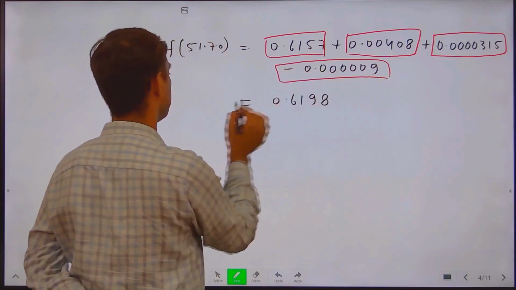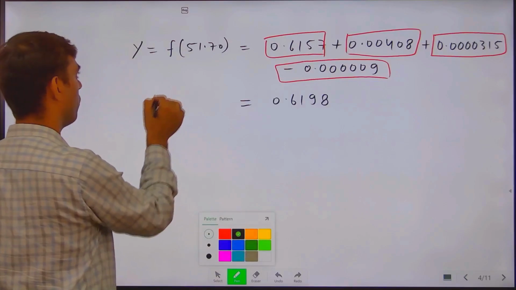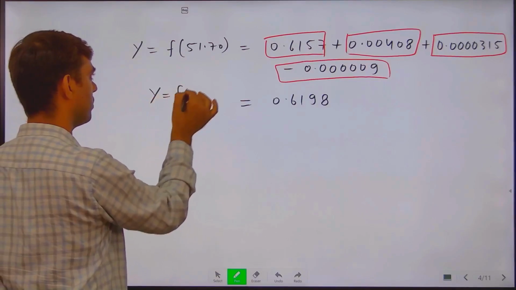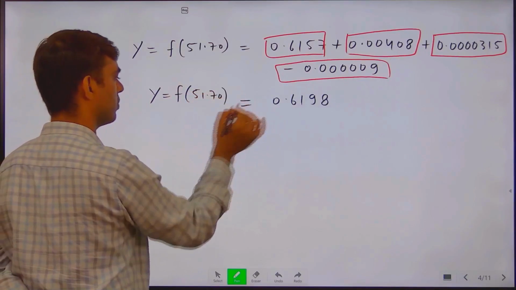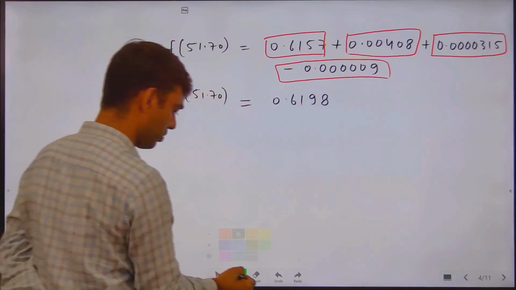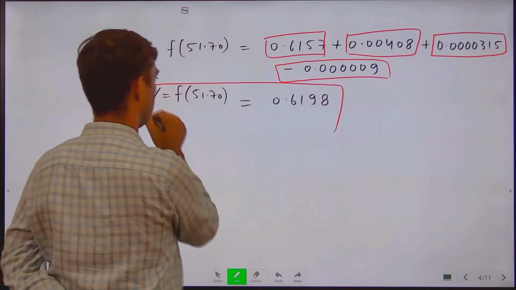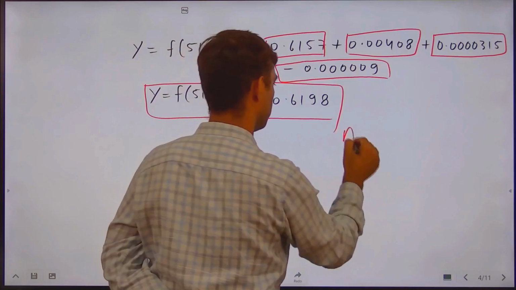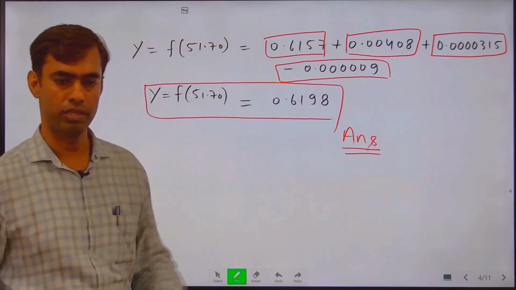After simplification of all of this, what is the result? The result is y equal to f of 51.70, equal to this one. So this one is the answer. This is the answer of this problem.